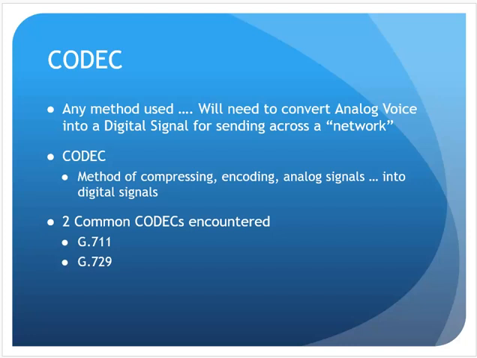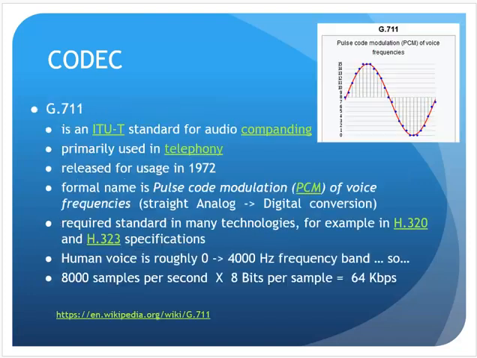Let's get out the terminology codec. Codec is coder decoder. My voice is analog, okay, and for it to go across a digital network, I need that to be coded from analog into digital. So codecs are going to get used to do that. There are two common codecs that we encounter with IP phone, G711 and G729. We're just going to mention these for familiarity.